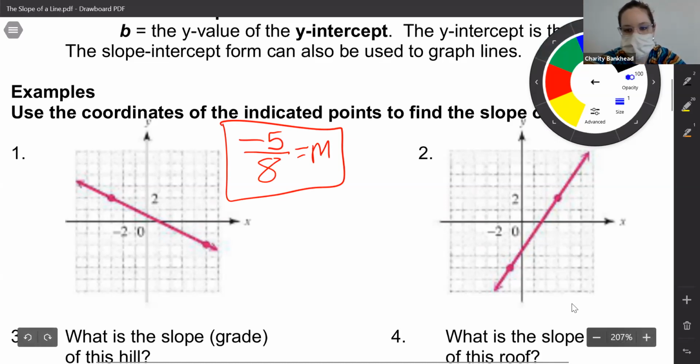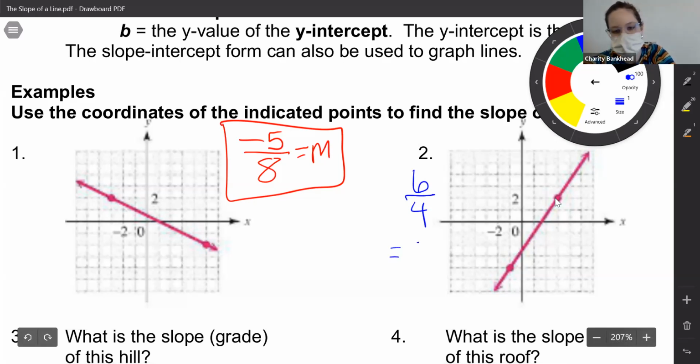Number 2, okay, it's rise over run, so count how many you have to go up. So you have 1, 2, 3, 4, 5, 6, so that's up 6. And then over 1, 2, 3, 4, so up 6 over 4, and we could reduce that to 3 over 2.